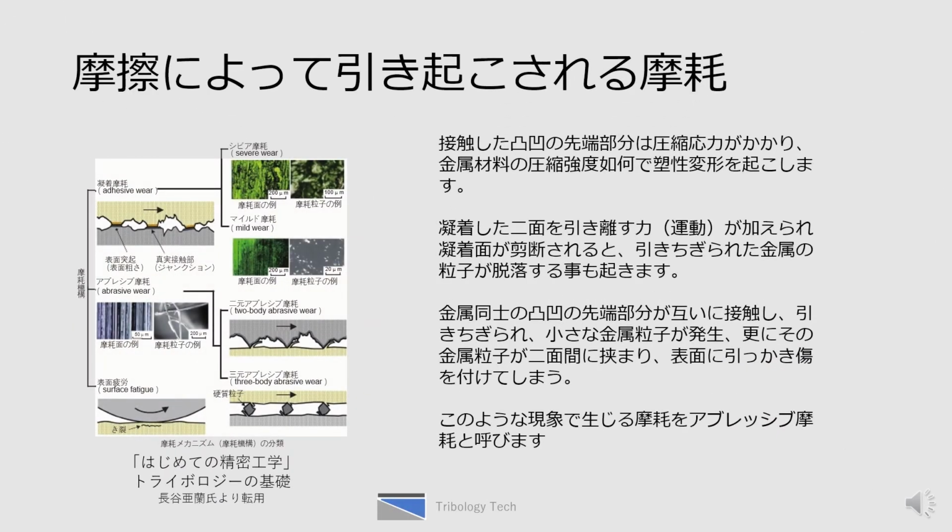Wear caused by friction. The tips of the convex parts in contact are exposed to compressive stress, causing plastic deformation depending on the compressive strength of the metal material. When a force pulling apart the two adhered surfaces is applied and the adhesion surface is sheared, particles of the torn metal may fall off. The uneven tip portions of the metals come into contact with each other and tear off, generating small metal particles, and the metal particles are sandwiched between the two surfaces and scratch them. Wear caused by such phenomena is called abrasive wear.